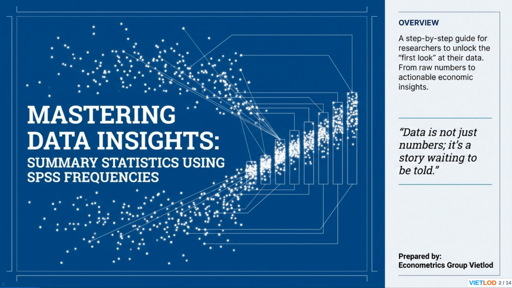For example, before diving into a complex consumption model with household expenditure data, you first need to understand the basics, average income, or even spotting data entry errors like negative expenditures. This initial, critical step is precisely what we'll be covering today. So, why is this first look so indispensable? Let's explore the common blind spots researchers face when they skip this initial step.